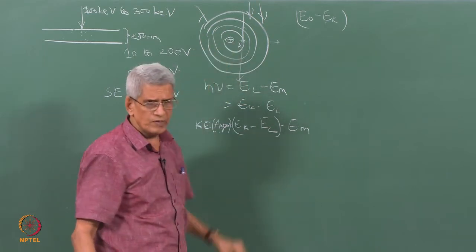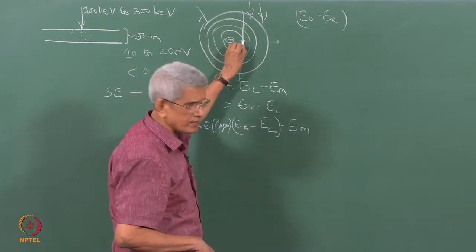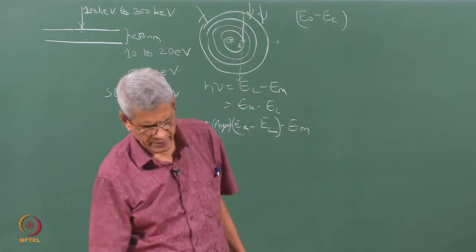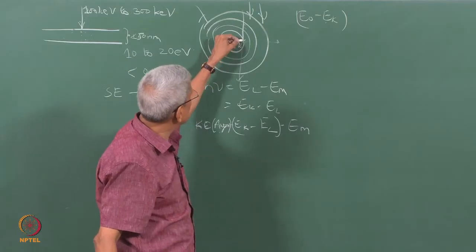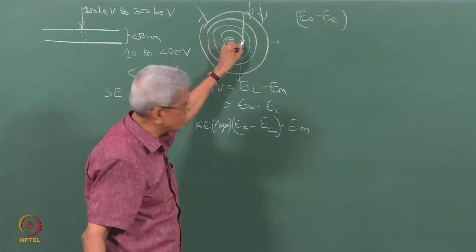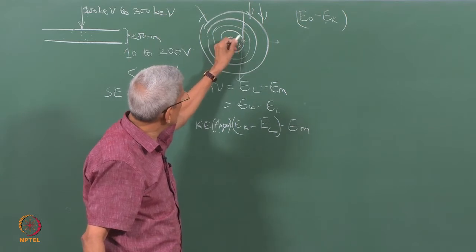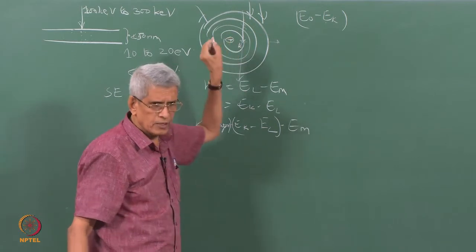Okay. That means that even if it has lost some energy, to knock out an electron from this level, some minimum amount of energy is required. Okay. That energy is called the overvoltage which is required. Generally, if the incident energy is equal to 3 to 5 times the energy of the electron which has to be knocked out from the particular level, okay, then the probability for this process to occur is quite high.